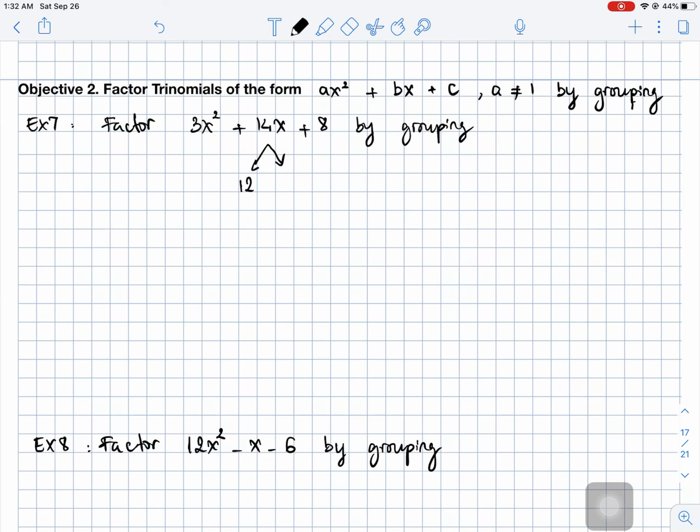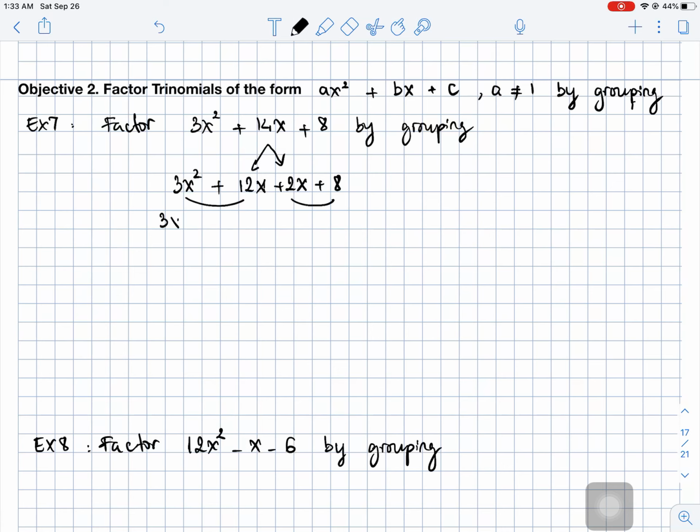So first of all, we need to break the middle term. We always do that. And it will be 12x and 2x. Later on, I will explain to you why we have to break it into 12 and 2. Then 3x squared and 8 copied out. Now we have 4 terms.